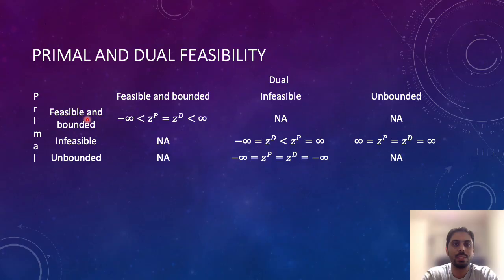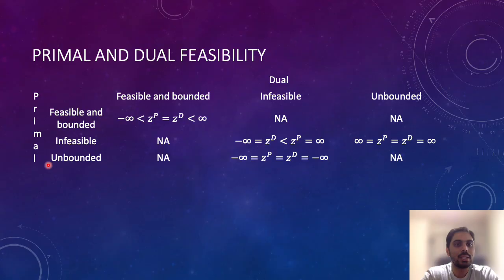Okay, so we have already seen that if primal is feasible and bounded, then the dual is also going to be feasible and bounded. So that means this is the case, and in that case the objective values are going to be finite. So these cases are not applicable, right? That's because of the theorems of duality.